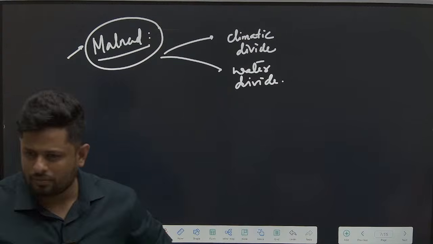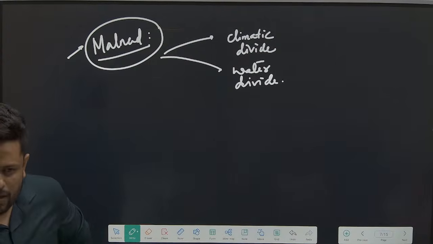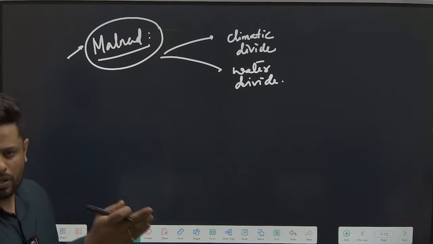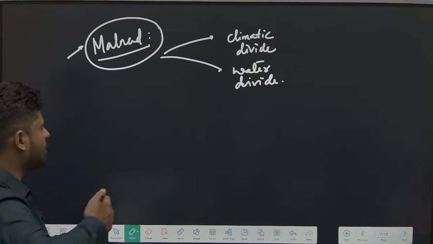Is it a water divide? Does it divide the waters that are precipitated on the Western Ghats? Yes, as east flowing rivers and west flowing rivers. Yes, this is the one that is subjugating it. Okay. Then what is it an example of?